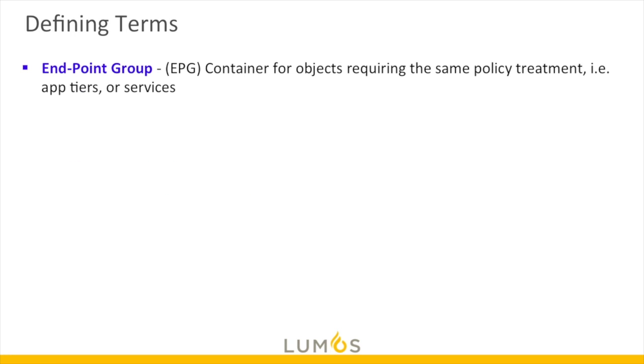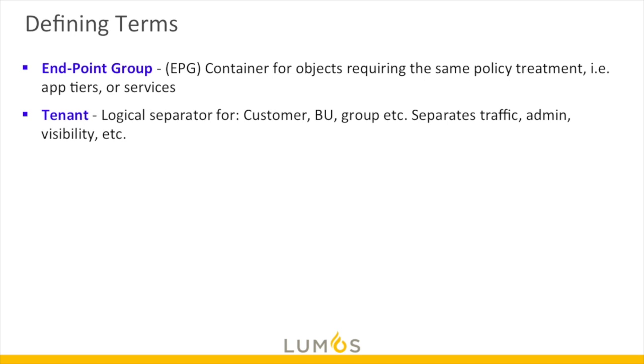So terms, very important terms in ACI. Over and over again, we're going to talk about endpoint groups. Endpoint groups are a container for objects requiring the same policy treatment, such as app tiers or services. Now, when we say container, we're not talking about Linux containers. We're talking about a conceptual container, a conceptual place to put things. Most of the time today, we're going to define an EPG as a VLAN, but we also have the ability to define an EPG by IP address if we have the right equipment.